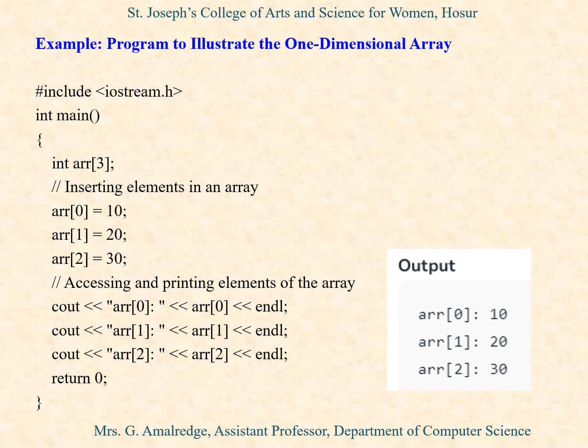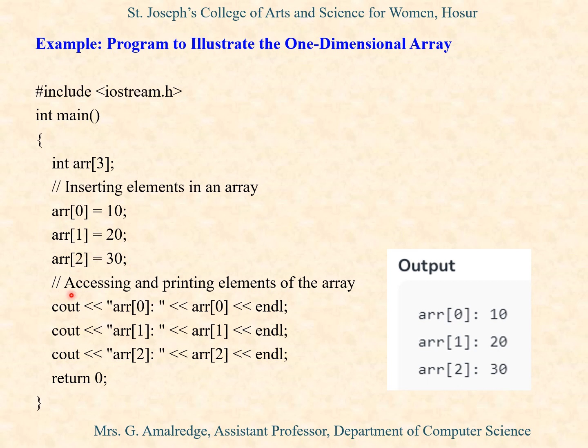This is the example program. In this program, we are creating an array called ARR with a size of 3. If the size is 3, the index starts from 0 and ends at 2. Now we are going to insert elements into the array. With the help of the equal to operator, we can directly assign values to the index. So 10 is assigned to the 0th index, 20 is assigned to the first index, and 30 is assigned to the second index.